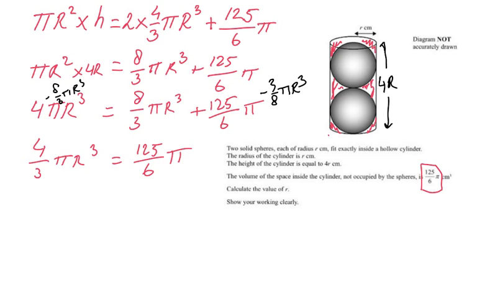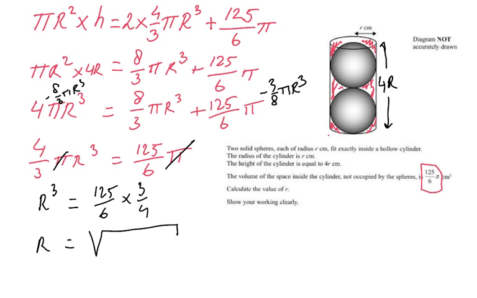So 4 over 3 pi r cubed equals 125 over 6 pi. I can divide both sides by pi, because they have that in common. To get rid of that 4 over 3, I can multiply both sides by 3 over 4, or divide both sides by 4 over 3, which is the same. Anyway, r to the power of 3, if you do that properly, you're going to get 125 over 6 times 3 over 4. So r equals the cube root of 375 over 24. You plug that in your calculator, and it will tell you 2.5. And do we have a unit? Centimeters. Good. 2.5 centimeters.